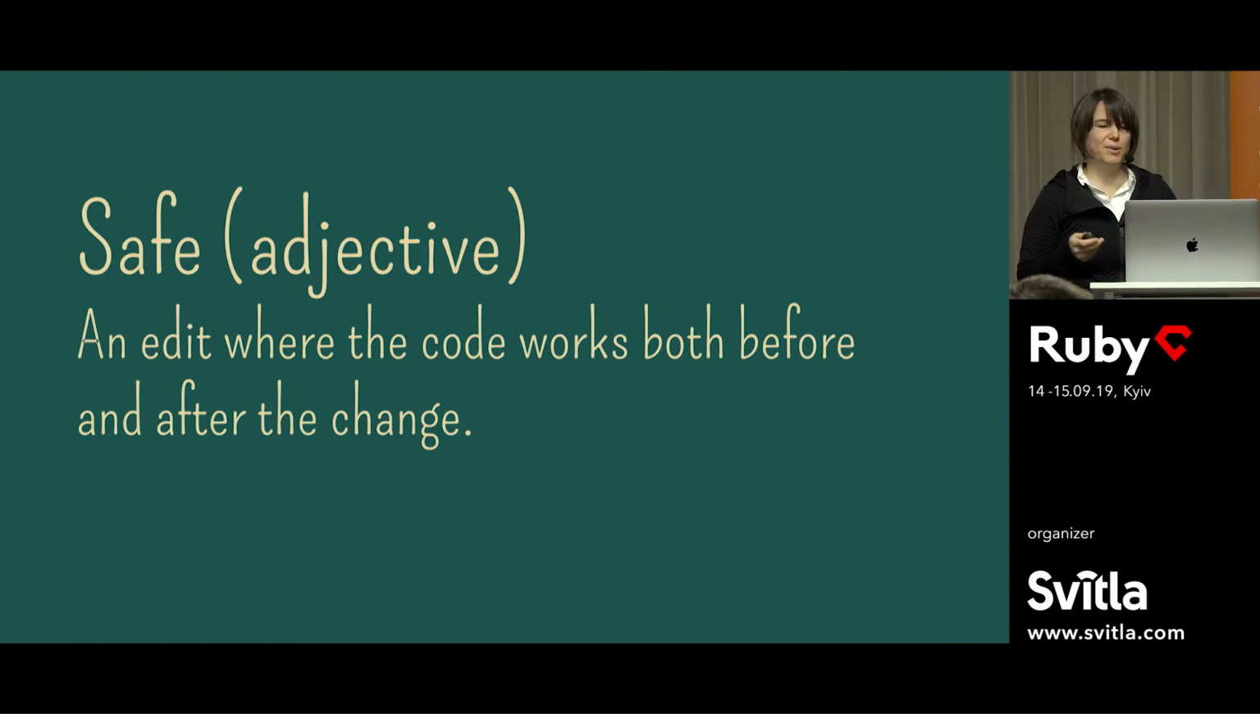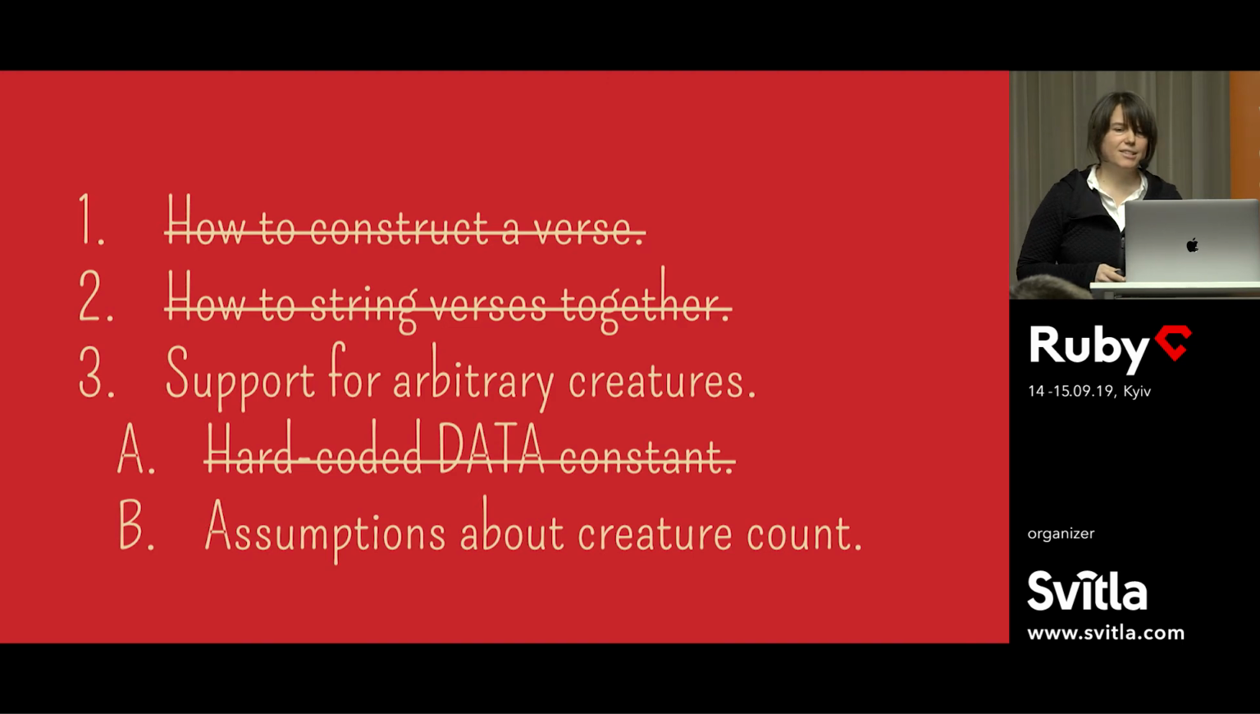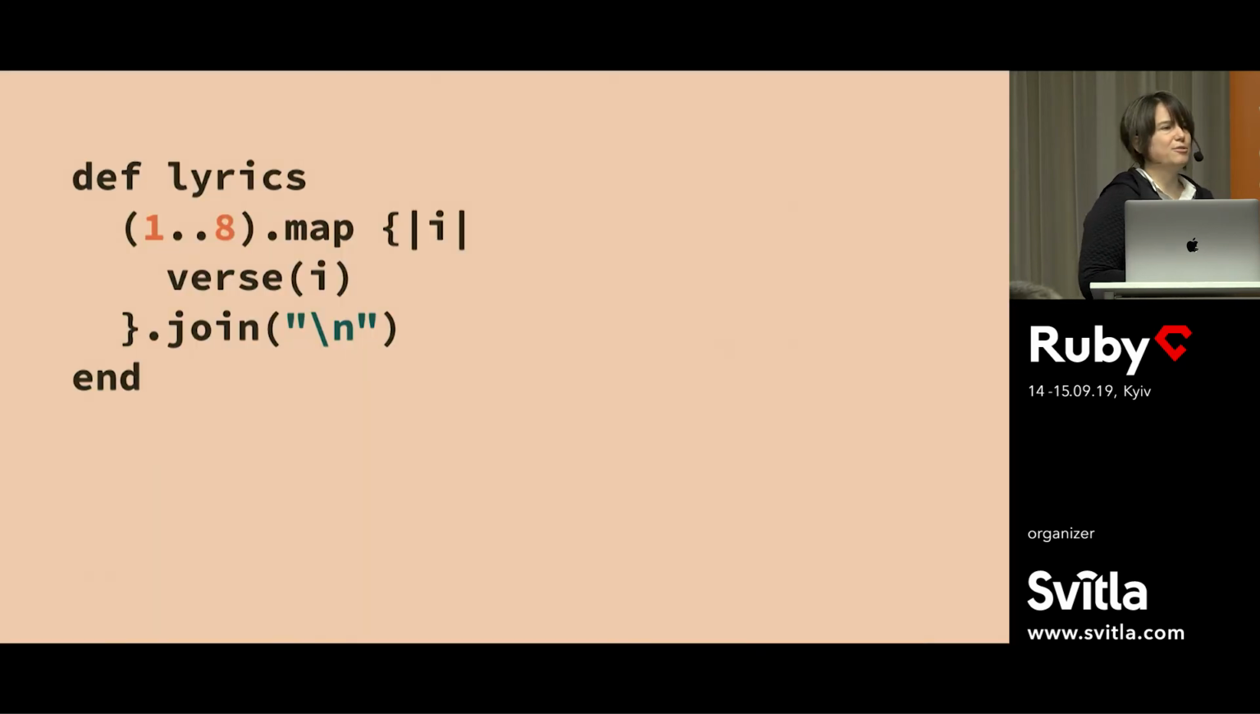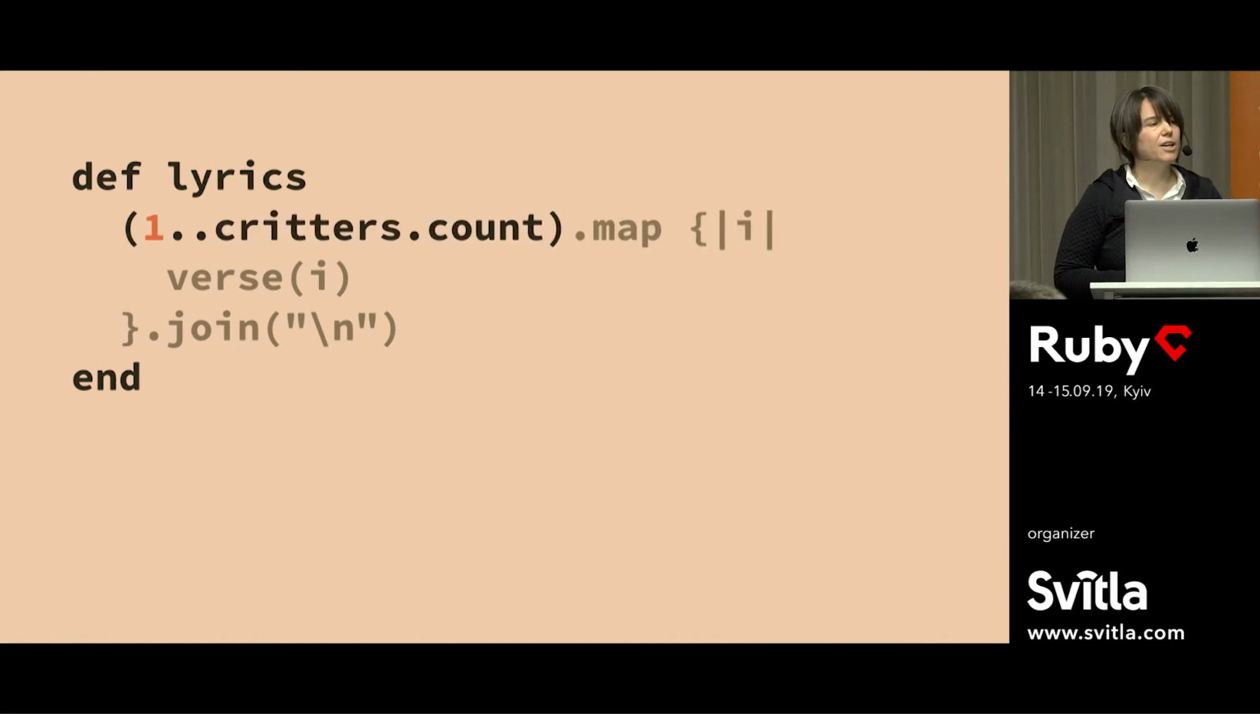All right, so we've dealt with the data constant. Next, let's tackle the assumption that there are 8 creatures. So this happens in several places. The first is when we generate the lyrics for all of the verses. We create a range object that goes from 1 to 8, and then we iterate over that range. And this is straightforward to fix because we have an array of critters. We can just get the length of the array.